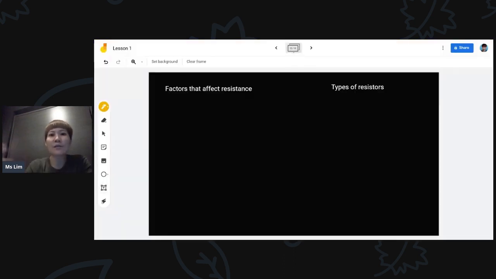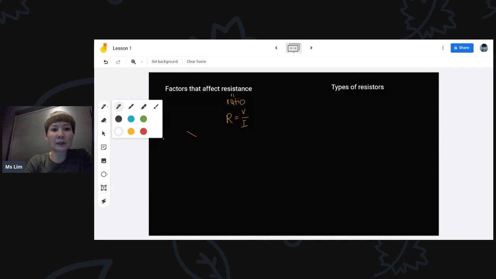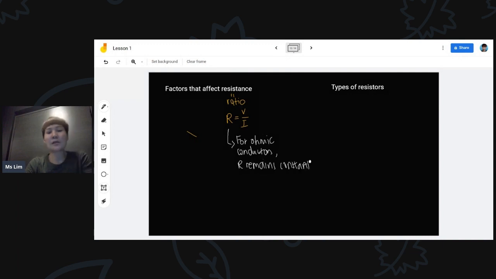So therefore, resistance is a ratio, the ratio between two quantities, V and I. So for ohmic conductors, this ratio will not change. Let me just write it. For ohmic conductors, R remains constant. So if you don't change the physical conditions, then the resistance remains the same.